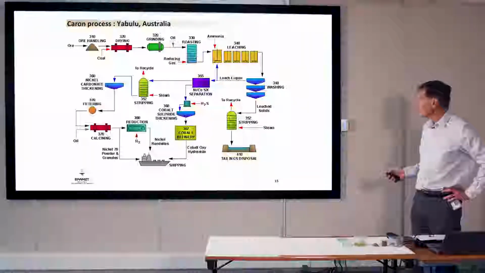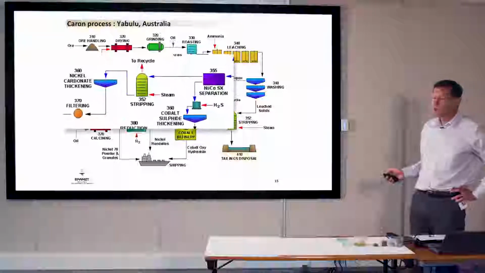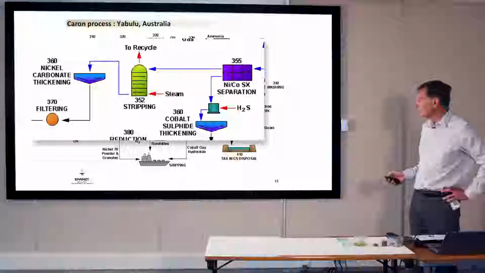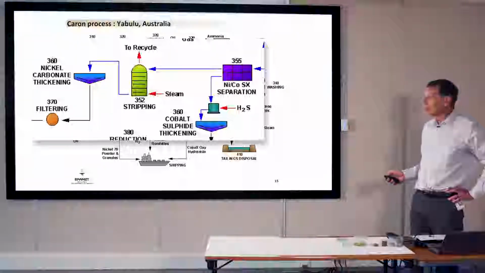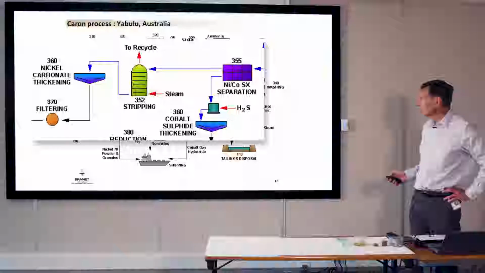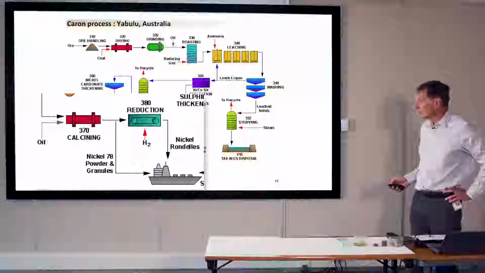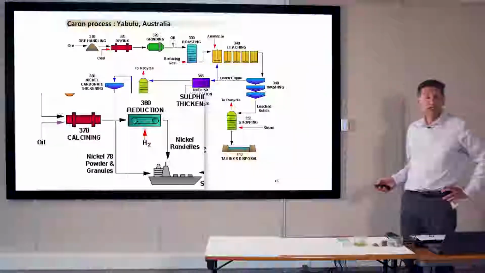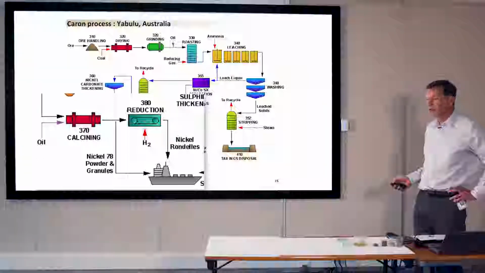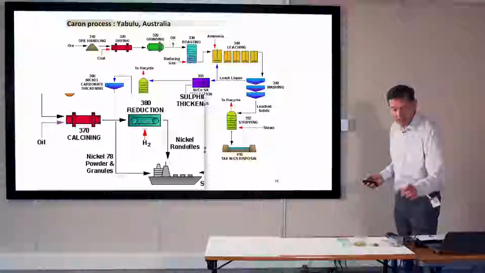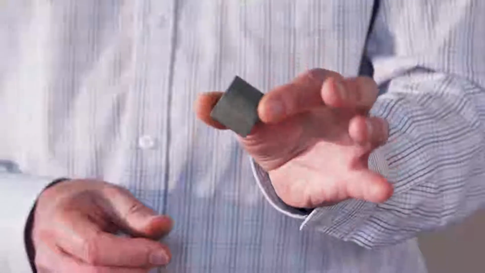On the solution, what we call the leach solution, you have a solvent extraction of nickel to separate nickel from the cobalt. Then the solution containing the nickel goes to a stripping area to recycle the ammonia, and you then precipitate nickel carbonate. You calcine the carbonate to transform the nickel into nickel oxide, and you reduce this nickel oxide to metallic nickel, and you press it and produce such nickel blocks. That's a production coming from Yabulu.